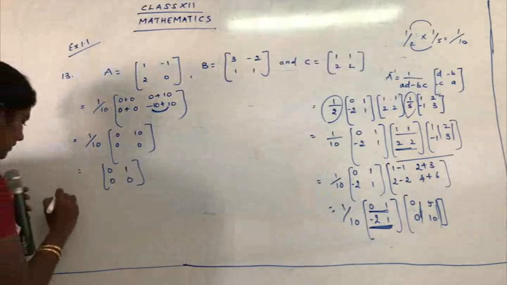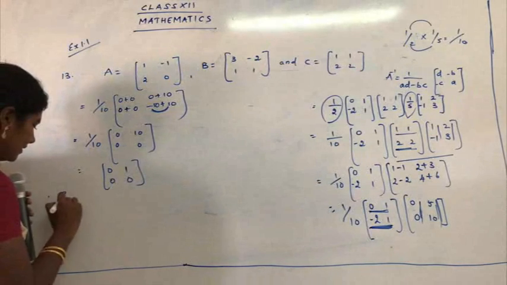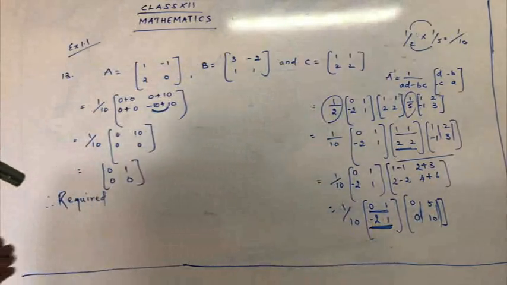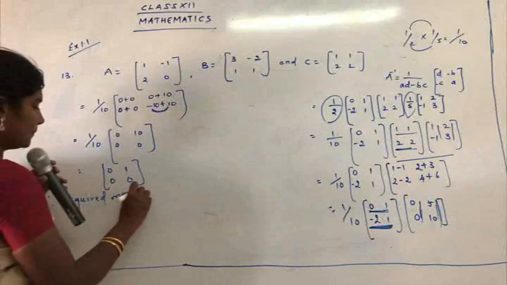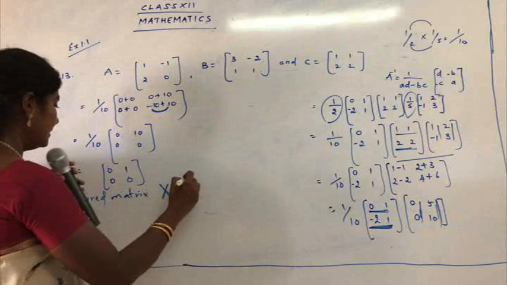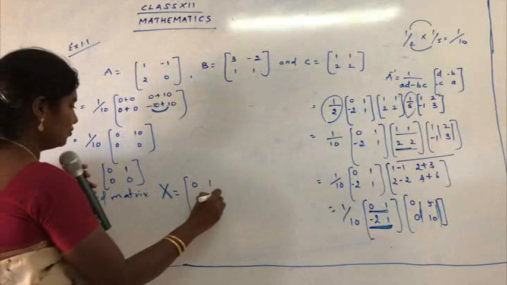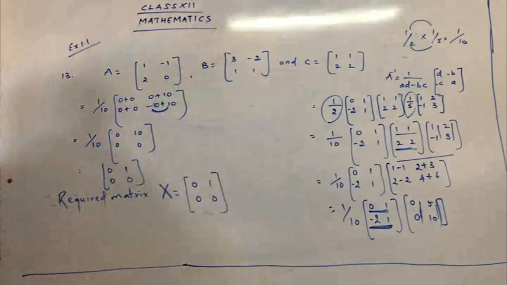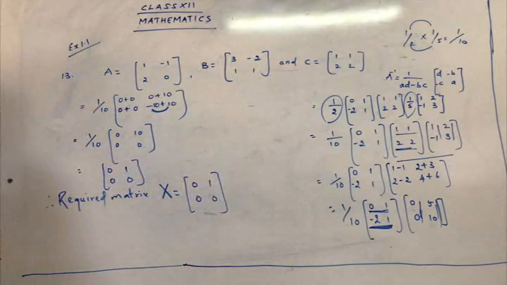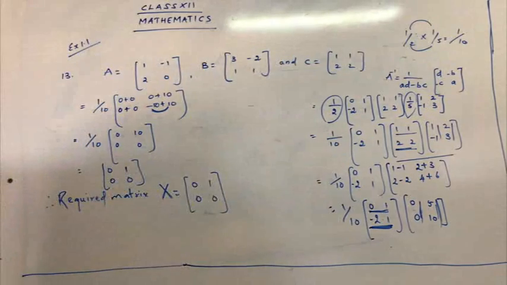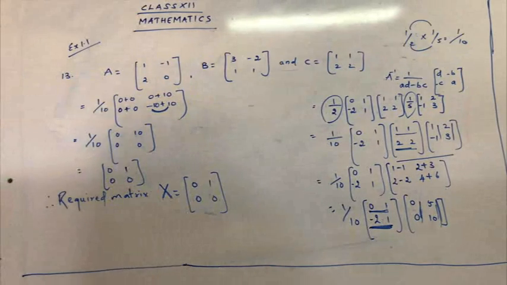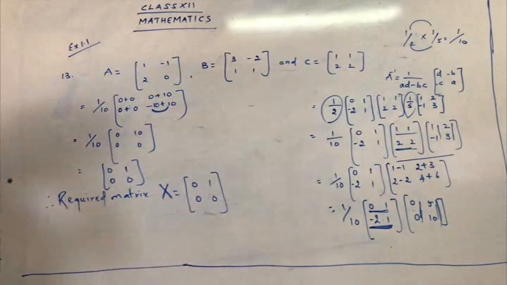So write the final step here. Therefore, required matrix. What was the unknown matrix? The unknown matrix was X. So required matrix X is equal to, do not get confused, this is capital X, is equal to 0, 1, 0, 0. So we have done our sum number 13. The sum was very simple. Just the steps are a little lengthier, but the steps are very easy. So go step by step and complete your sum.